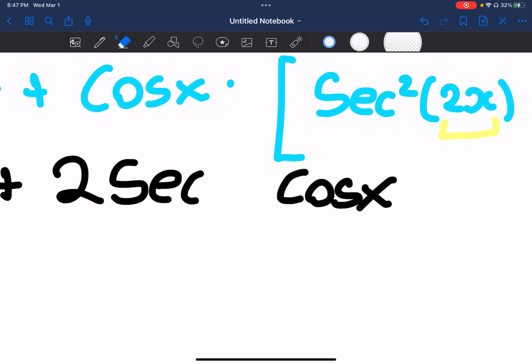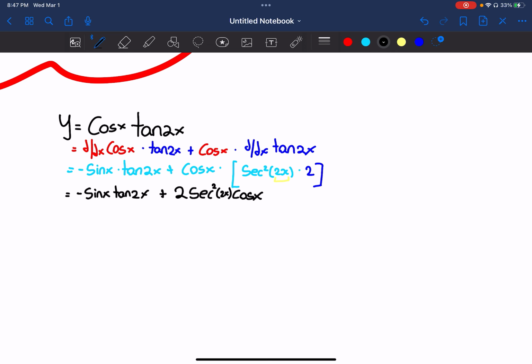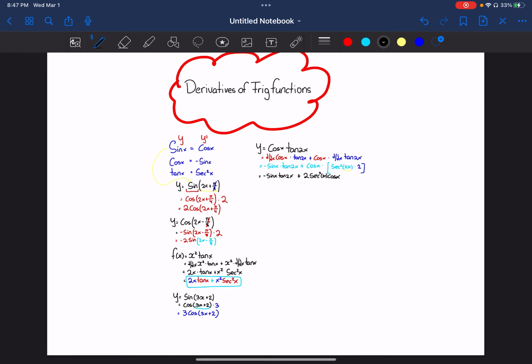I need to fix this. This looks kind of derpy. 2x. Right. And yeah, pretty much it. That's just the answer. It's not too hard at all.